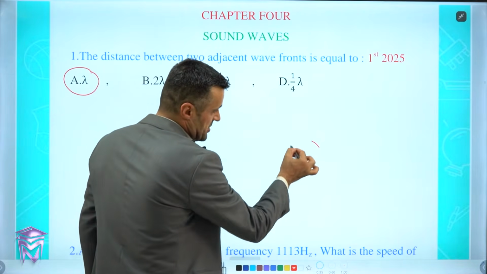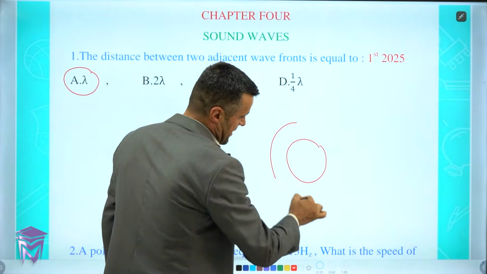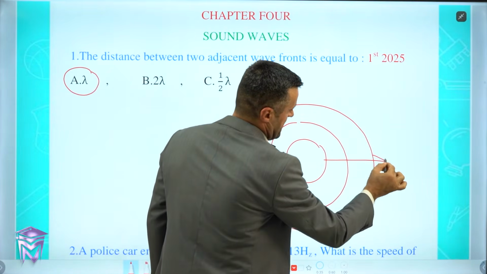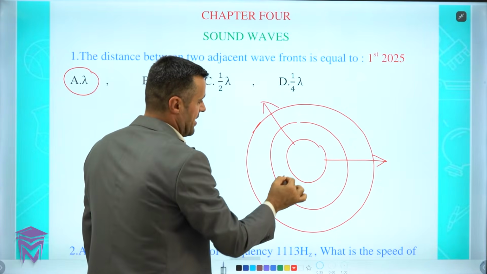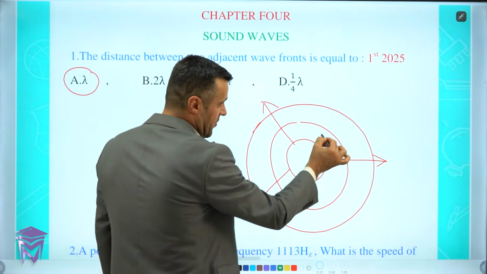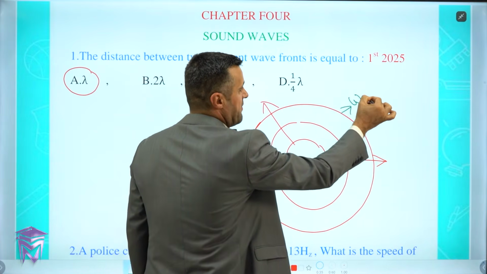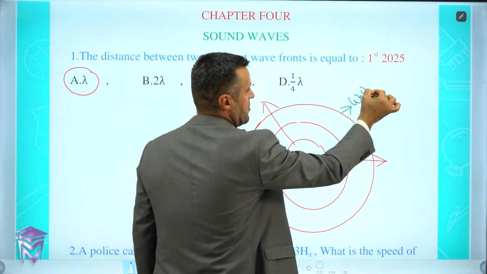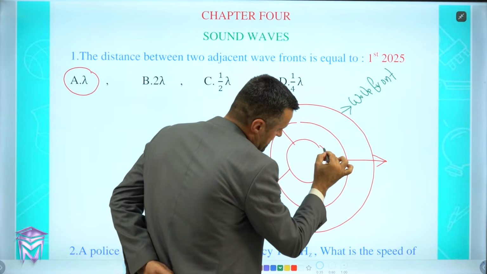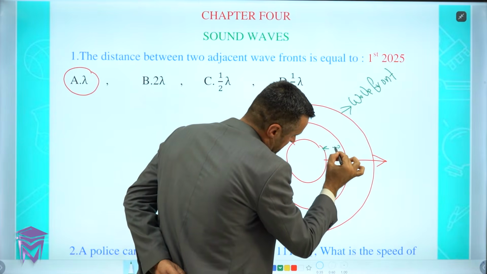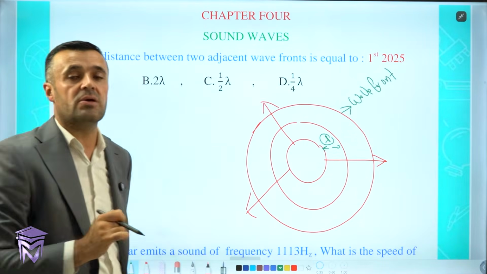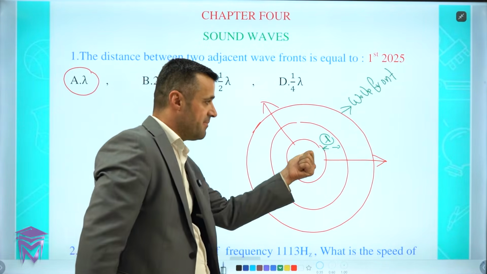We know that each sound source is propagated in 3 dimensions. First dimension, second, and third dimension. These circles are called wavefronts. The distance between two adjacent wavefronts of a sound wave is equal to 1 lambda.